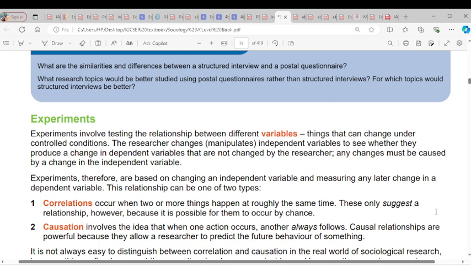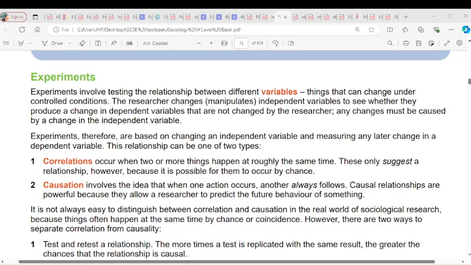So the next one is experiments. Experiments, which are another quantitative research method, involve testing the relationship between different variables. When we talk about variables, it brings about causation and correlation. But let's go further. Variables are things that can change under controlled conditions. That's why we call them variables: they are bound to change, and they have the flexibility to change over time.